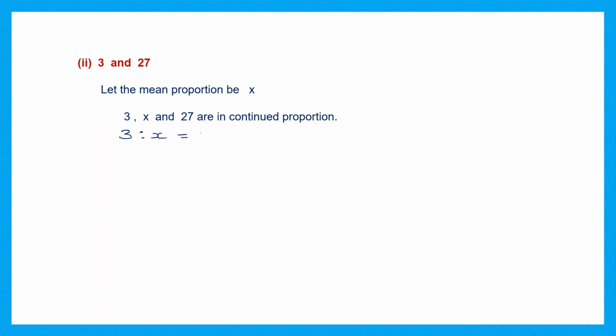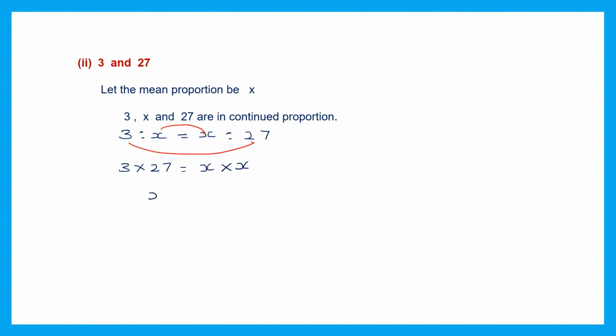Next question, 3 and 27. Let the mean proportion be x. That means 3, x and 27 are in continued proportion. So let me write the ratios. 3 is to x is equal to x is to 27. Product of extremes is equal to product of means. So in that case, 3 into 27 is equal to x into x.